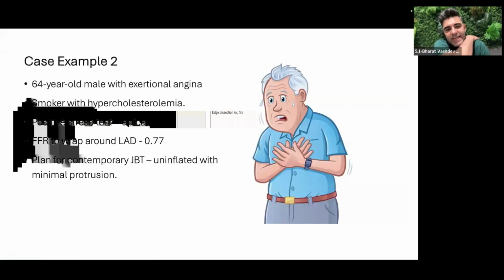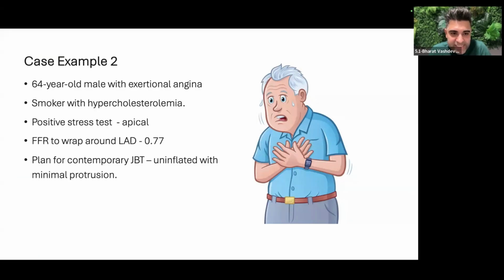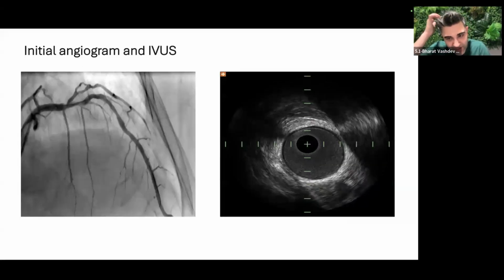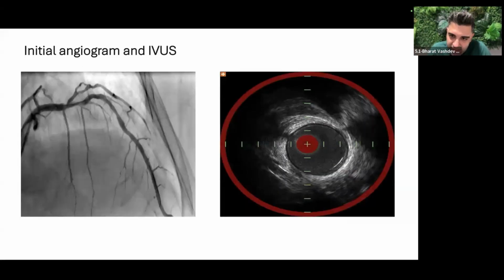So I just wanted to show you a second example. This is again with the non-inflated technique. A 64-year-old with exertional angina and positive stress tests, and he had this wraparound LAD, which I pressure wired, and it was positive. And this is the IVUS.